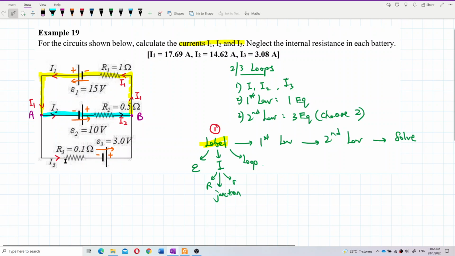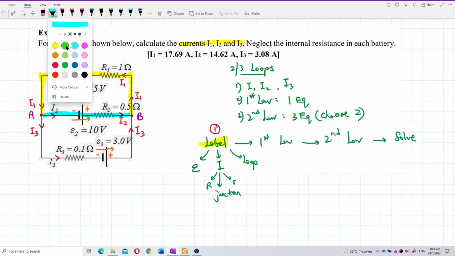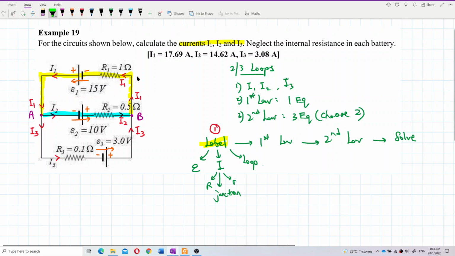The I3 will enter junction B. Where does this I3 come from? It must come from junction A, so label the current at junction A also. So current I3 comes out from junction A. This is the current I3, at the third circuit here. I want to highlight: I3 comes out from A, passes through R3, passes through the battery, and then enters junction B. So that's I3.